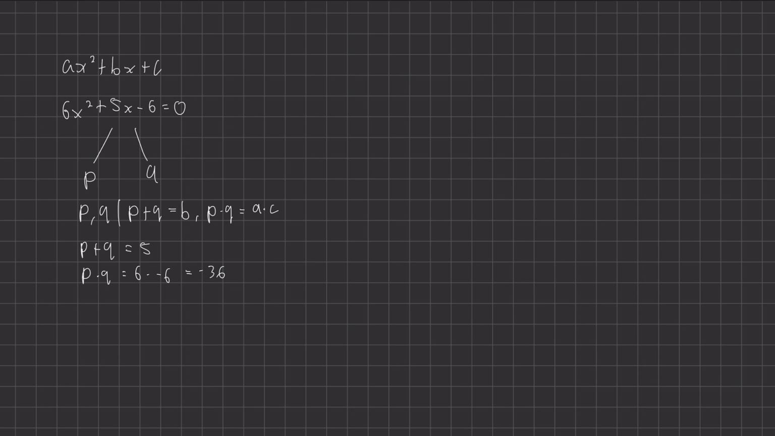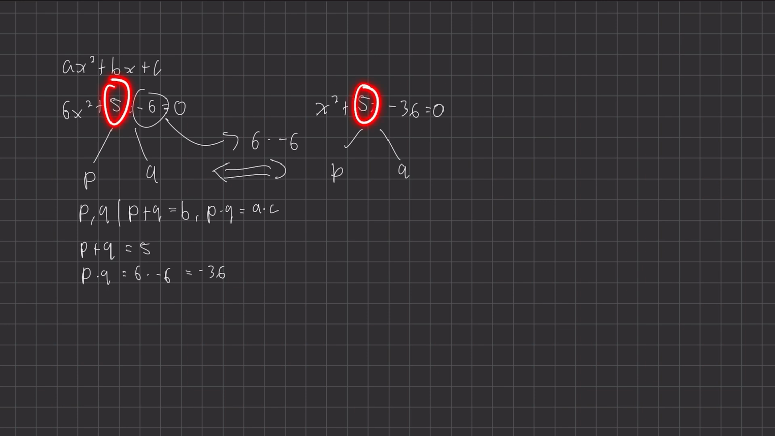But you notice that if we simply make the c term right here a times c, in this case 6 times negative 6, we can actually end up with a simple trinomial with the exact same p and q values. That is because the b values are the exact same, and the a times c values are the exact same. In this case it is 6 times negative 6, which is negative 36, and here in this case it is 1 times negative 36, which is still negative 36.